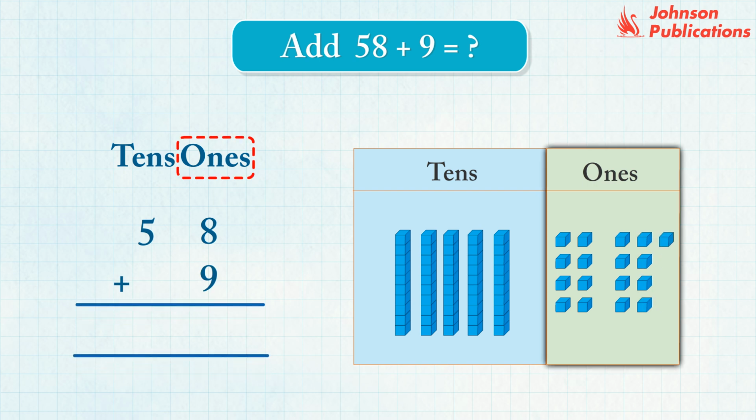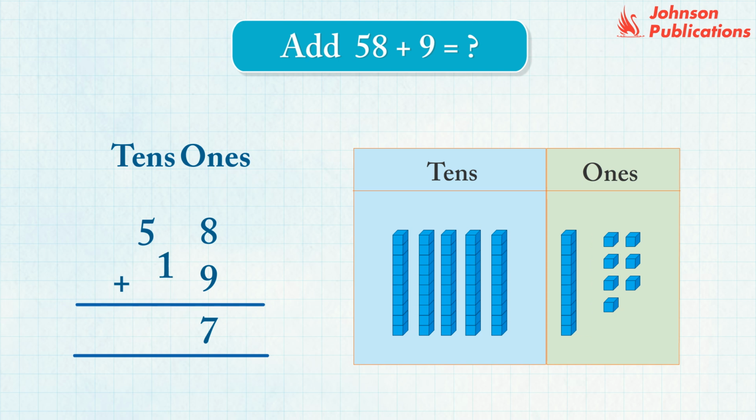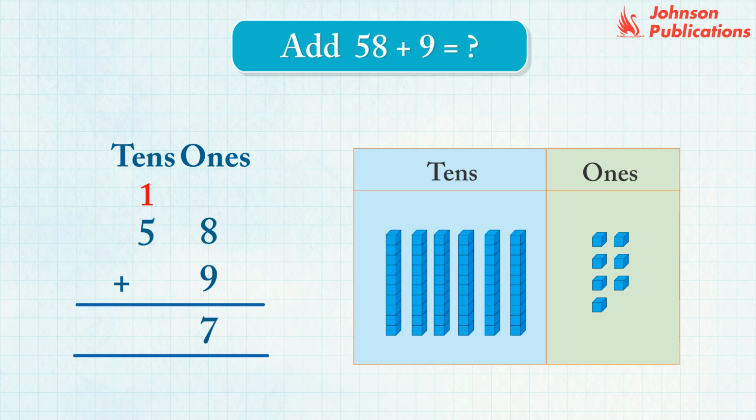Add ones. 8 ones plus 9 ones is equal to 17 ones. Step 2. 17 ones is 1 ten and 7 ones. Step 3. 5 tens plus 1 ten is equal to 6 tens. Thus, 58 plus 9 is equal to 67.